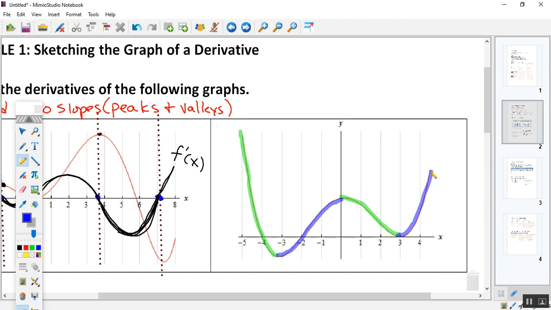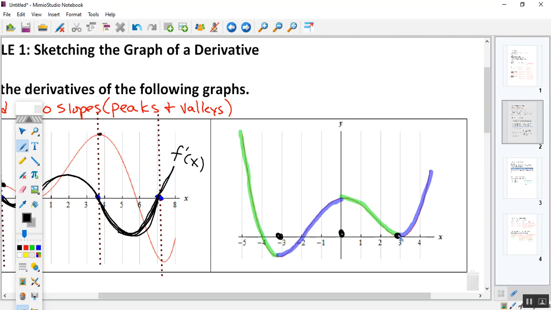Okay, so which color would represent negative slopes or decreasing graphs? Green. Or negative derivatives, if you will? The green. And what represents increasing slope or positive derivatives? How many zeros should I plot right off the bat, kids? How many peaks and valleys should I plot? I'm going to plot one about here. I'm going to plot one about, you guys agree right about here? And then here?